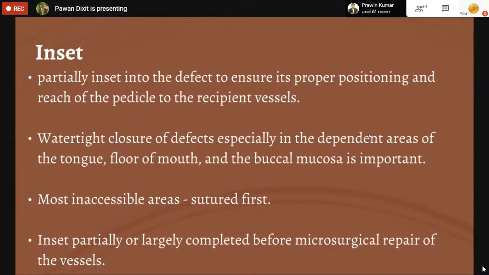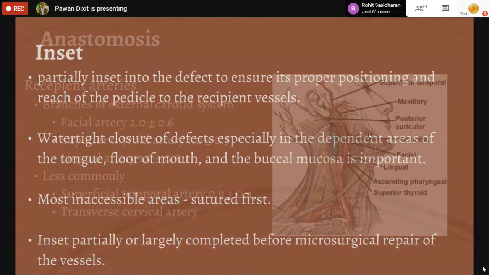Watertight closure of defects is very important because it will prevent the formation of orocutaneous fistula, which will further cause infection, which may have disastrous consequences, even flap failure. Most inaccessible areas are sutured first, and inset is largely completed before microsurgical repair of the vessels.